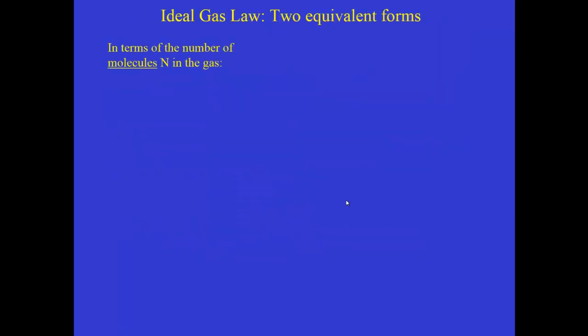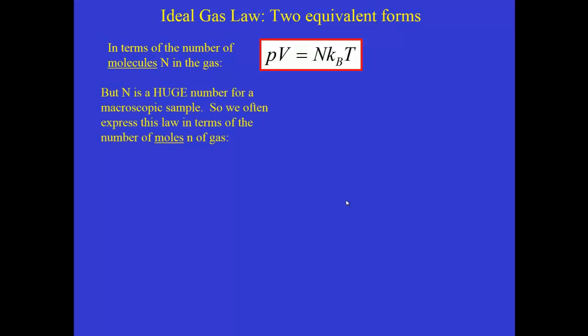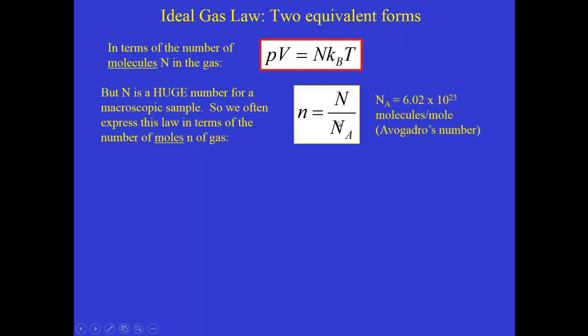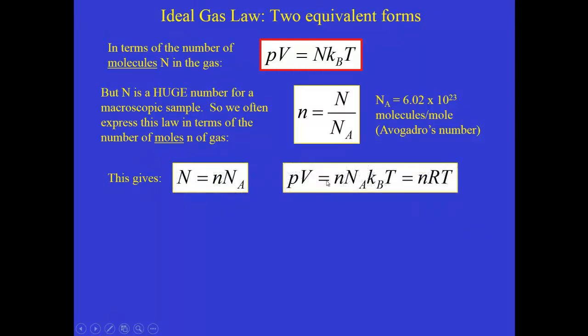So this is the ideal gas law in terms of the number of molecules that you have in the gas sample. But there's another form that we use, and that takes into account the fact that for a macroscopic sample of gas, N is a huge number, something on the order of 10 to the 23 or even higher. And so what we usually do, rather than express the ideal gas law in terms of the number of molecules, we define the number of moles of that gas as the number of molecules divided by Avogadro's number. And that's probably a number that's familiar to you from previous classes. So we replace capital N with the product of little n, the number of moles, times Avogadro's number, right? So inserting that into the ideal gas law gives this expression.